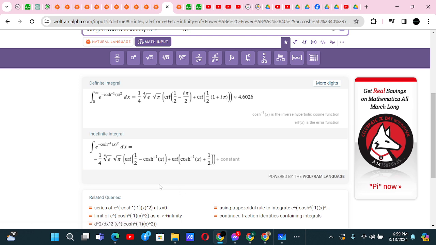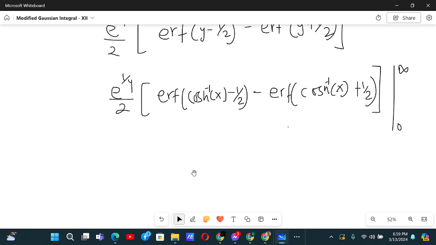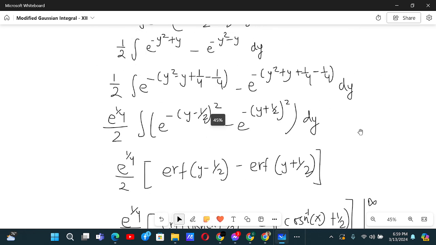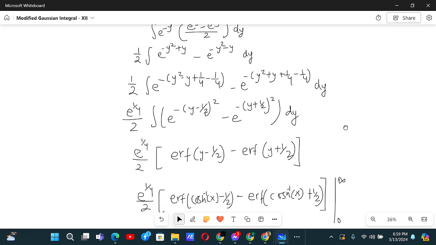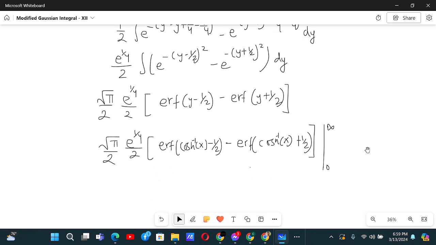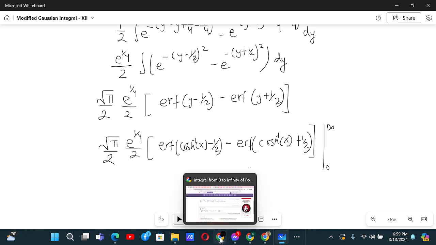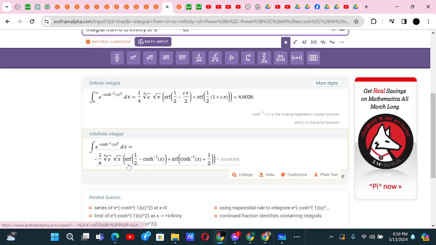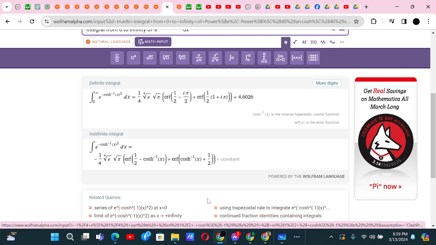Okay, so basically, wait, there's some error. The error is because over here this is not just erf. This integral is actually root pi by 2 times the error function, and I made the mistake over here. Sorry for that. And is there any other error too? Looks like there are. erf of 1 by 2 minus cosh inverse x.